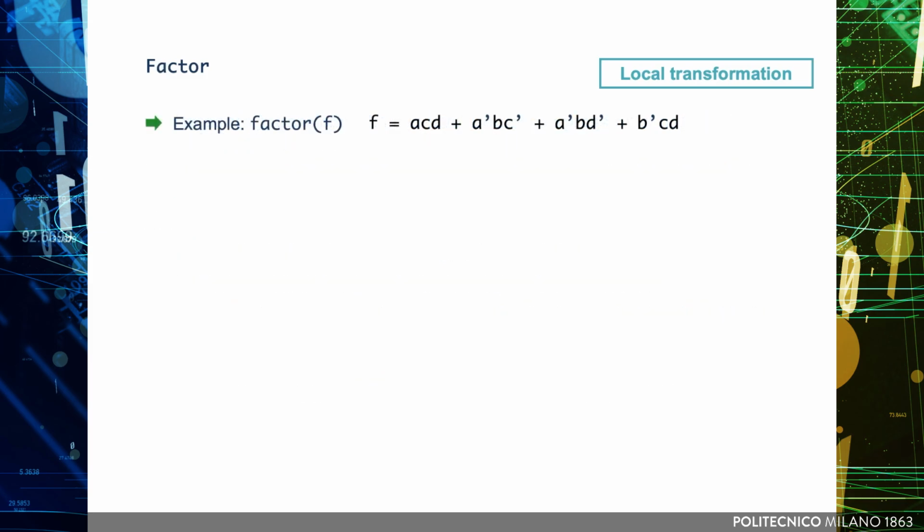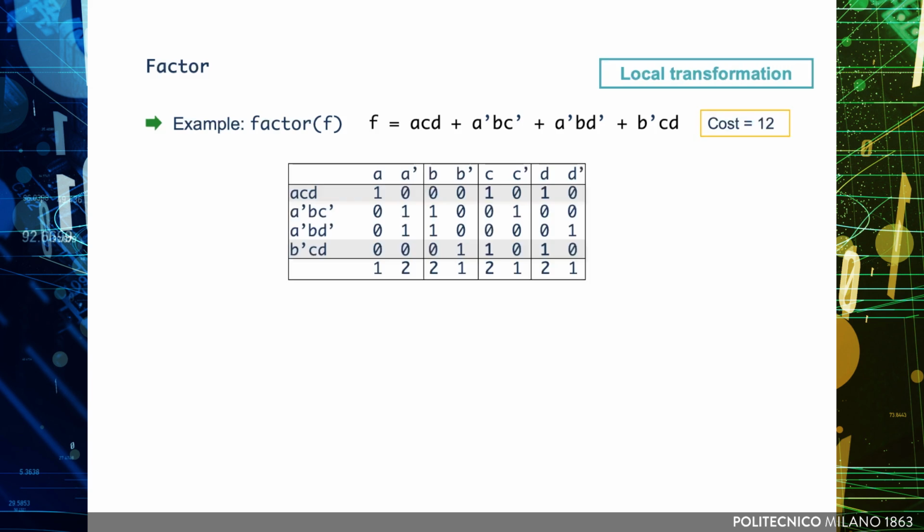Let's look at an example. We want to factor the following expression associated with node F. Its initial cost is 12. We start by building a table where each row corresponds to a product term and each column corresponds to a literal that appears in the expression. We place a 1 in a cell if the literal, representing the column header, appears in the product term, representing the row header. Otherwise, we place a 0.